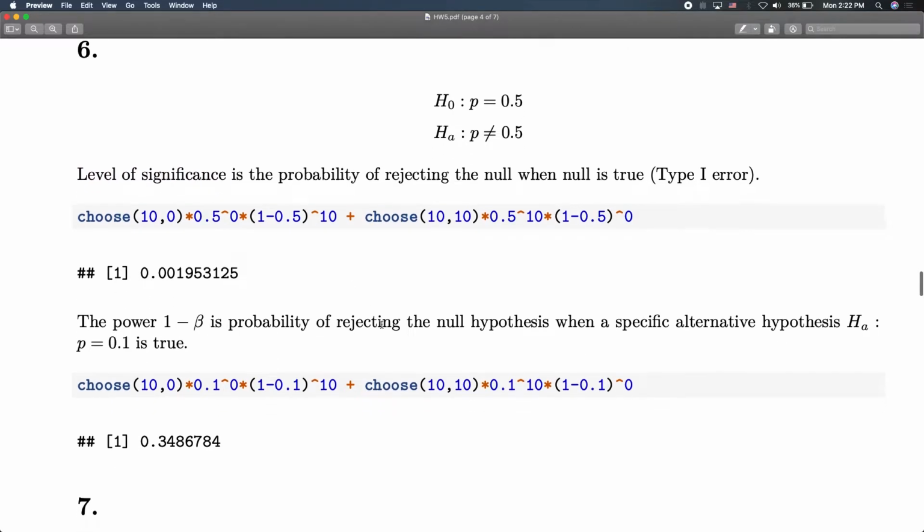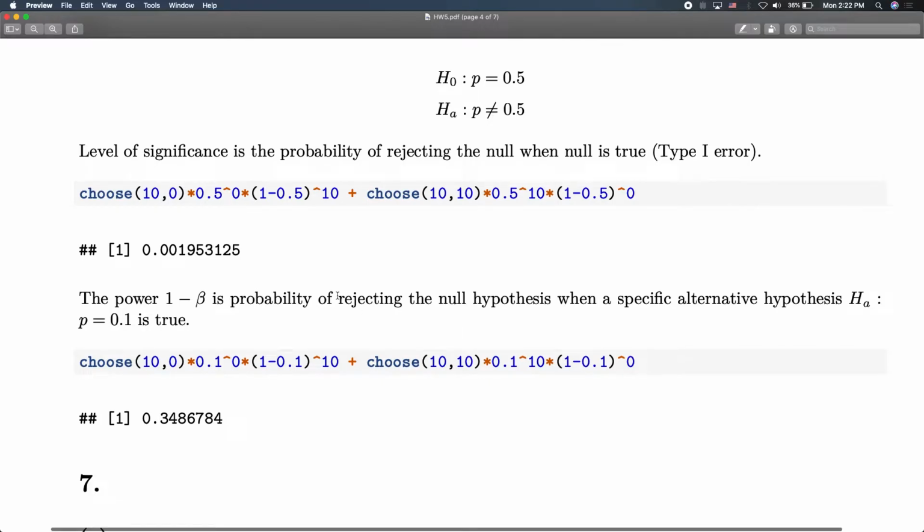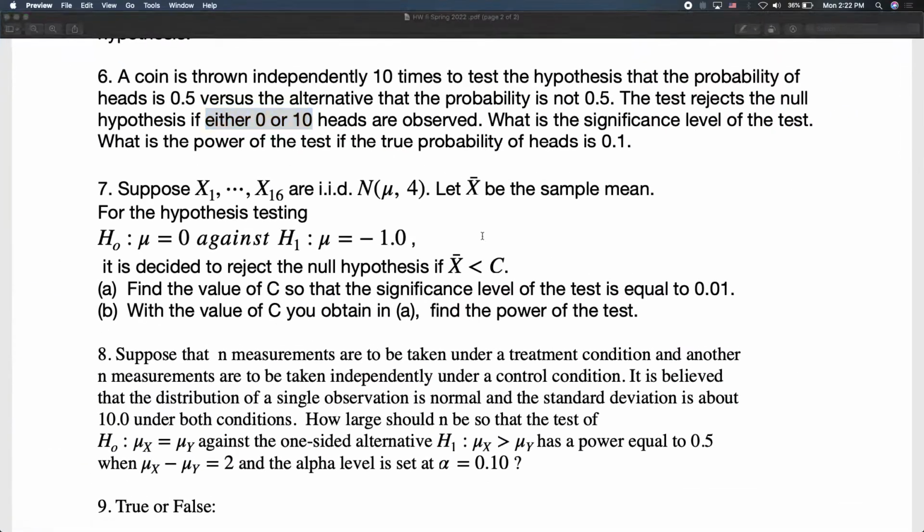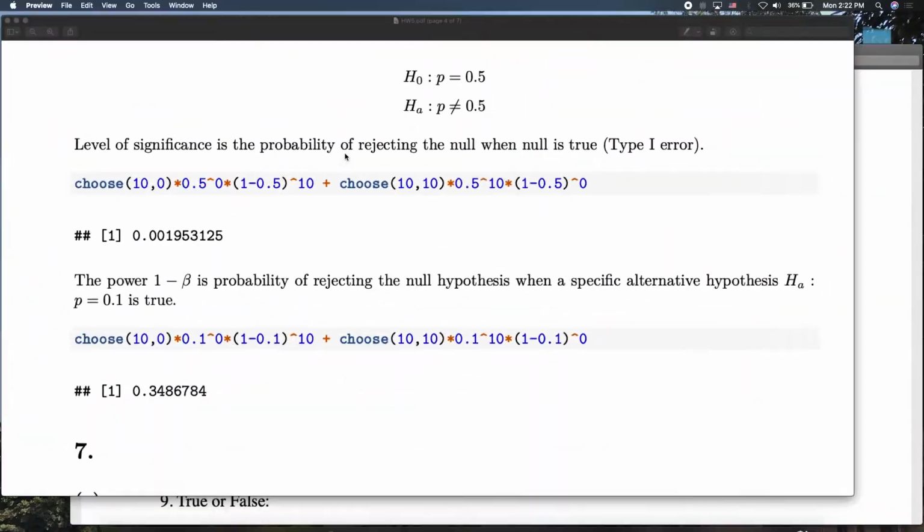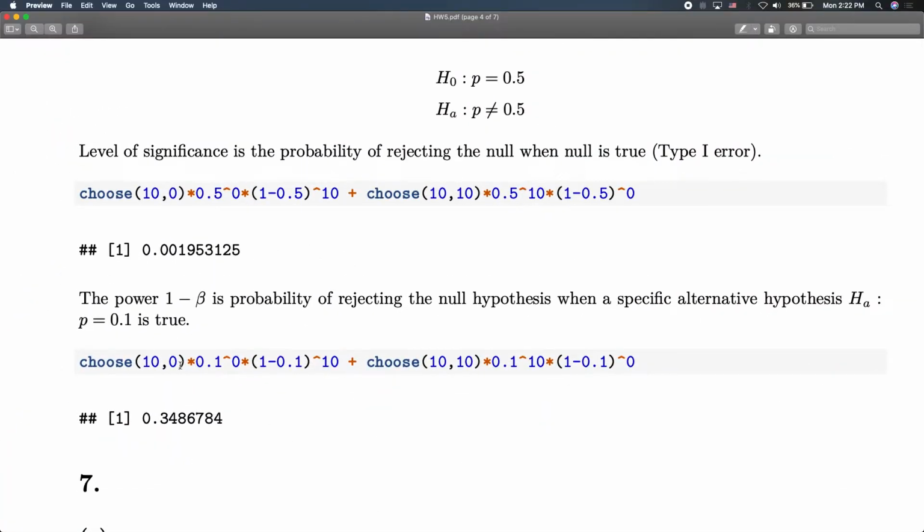And then in contrast, the power is referring to rejecting the null. So the same part, reject the null. And when the alternative is true, and based on the question, the alternative is 0.1. So here we are going to calculate the same probability for out of 10 tosses landing on 0 heads and 10 heads. But this time under p equal to 0.1 instead of 0.5. And then the sum of them will be the power.